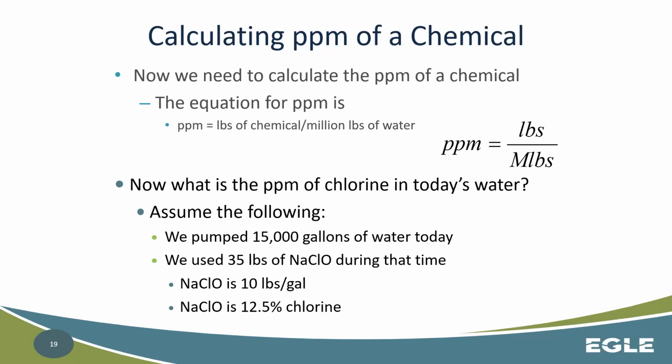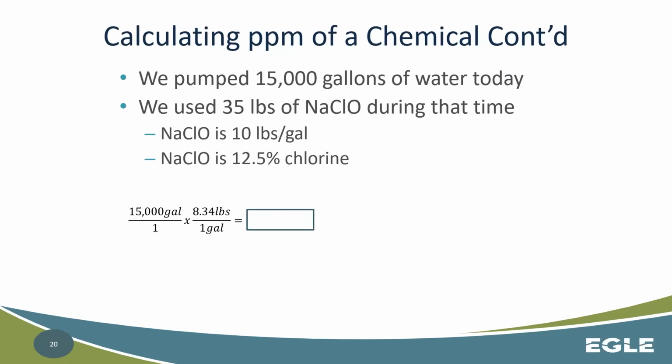With these, what we first have to do is get the gallons of water in the correct units. Our equation calls for million pounds of water, right? So we have to first do the conversion. 15,000 gallons, 1 gallon is equal to 8.34 pounds. This can be found on the formula sheet that we have on our Eagle website for exams, to give us 125,100 pounds. That's pounds of water.